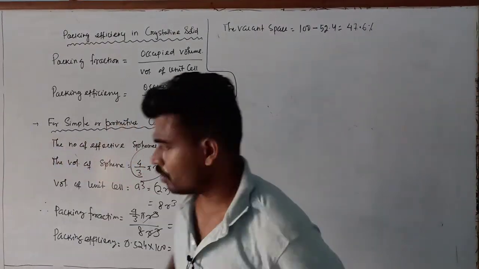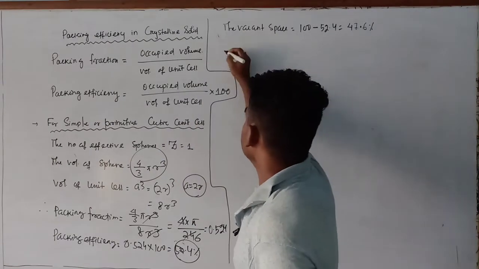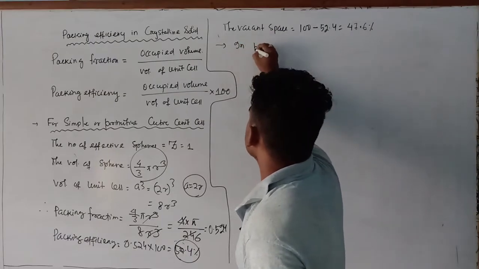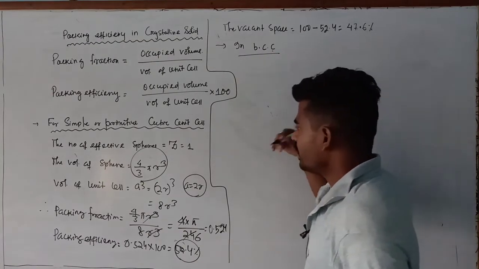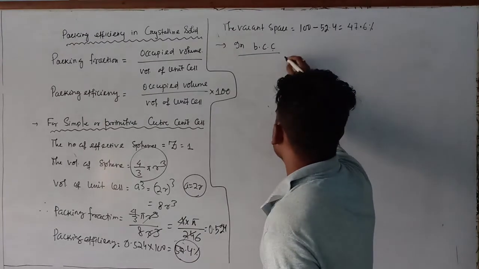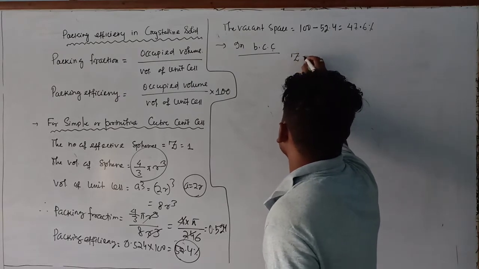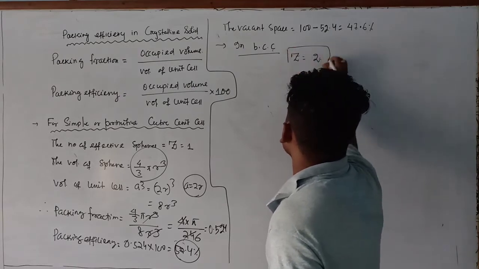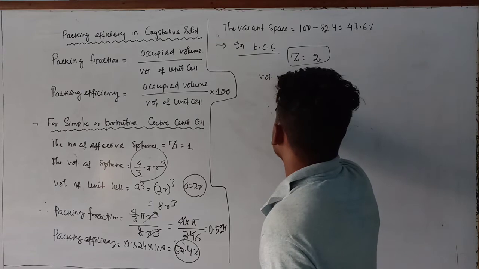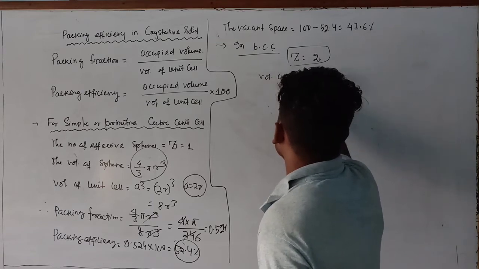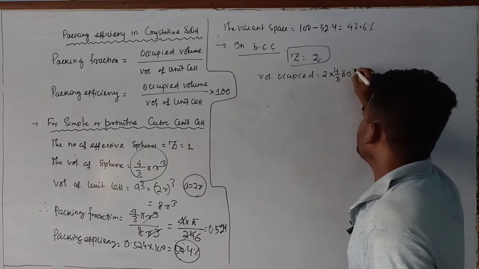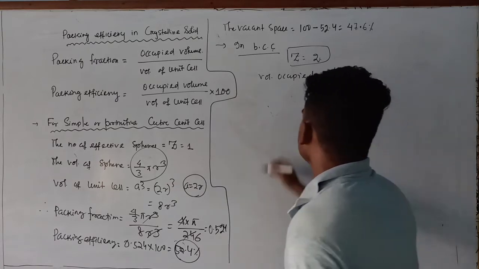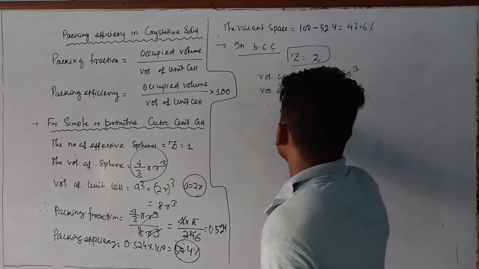Right now we have to calculate the packing efficiency in BCC. In BCC, body centered cubic unit cell, the effective number of atoms we have calculated, that is Z is equal to 2. Is that clear? So volume occupied for two spheres, 2 into 4 by 3 pi r cube. Is that clear?